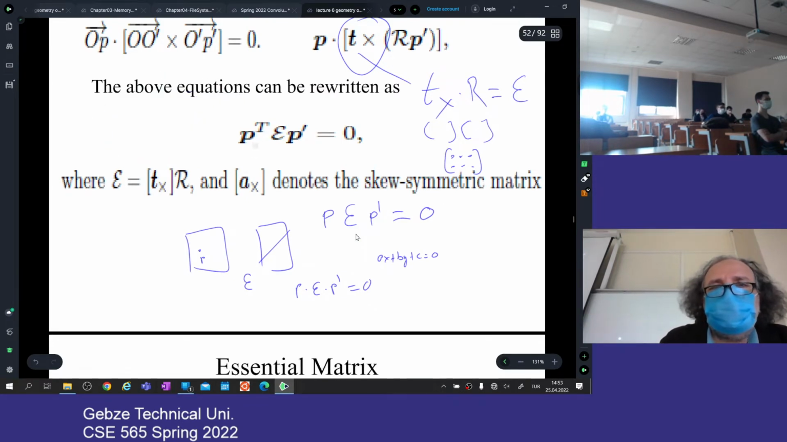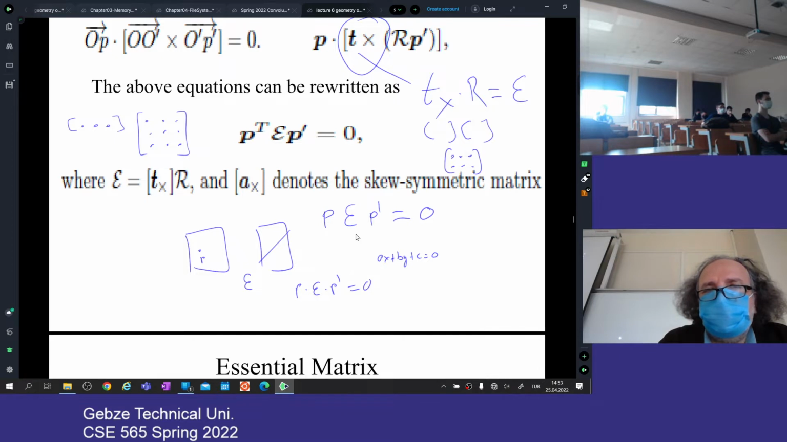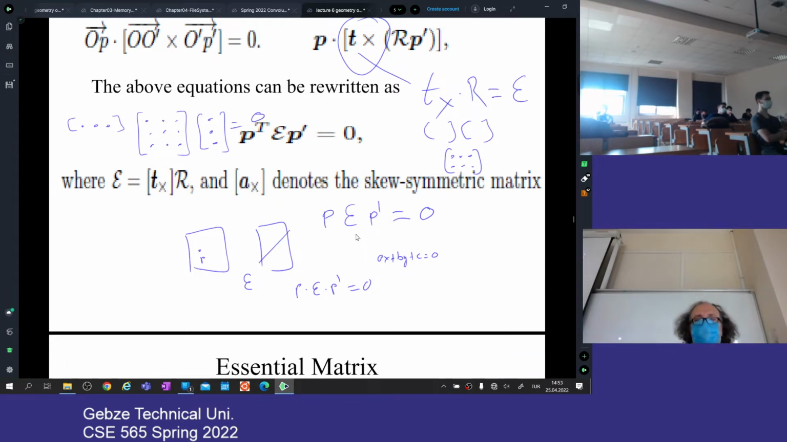Take this P, represent it as a row vector, 1, 2, 3 elements in it. And get our essential matrix, 9 elements in it, and the other P is of course like this. It has 1, 2, 3 elements in it, and it equals 0. That's the formula.